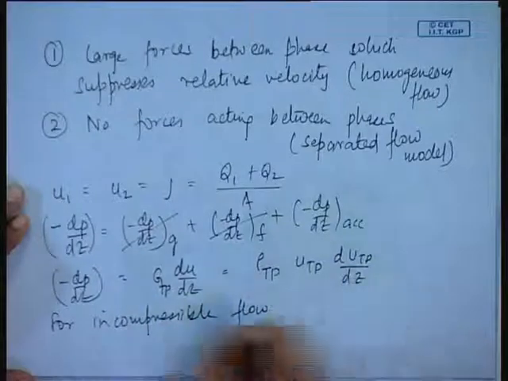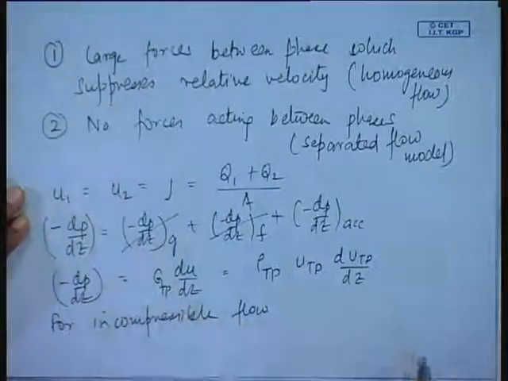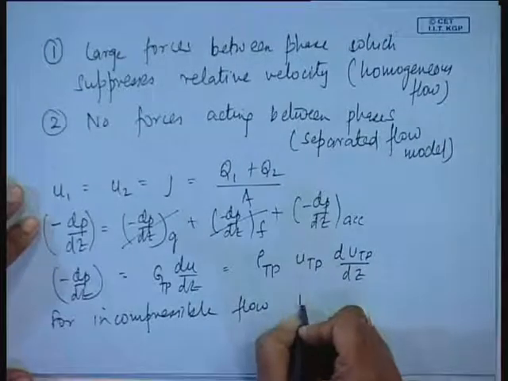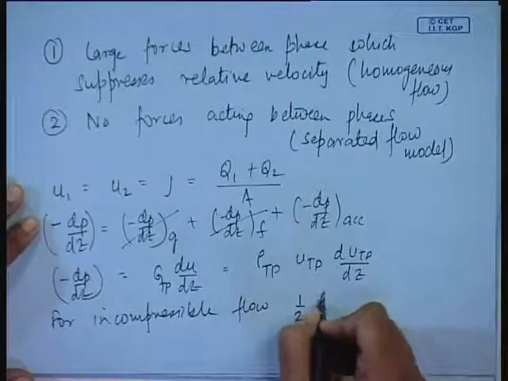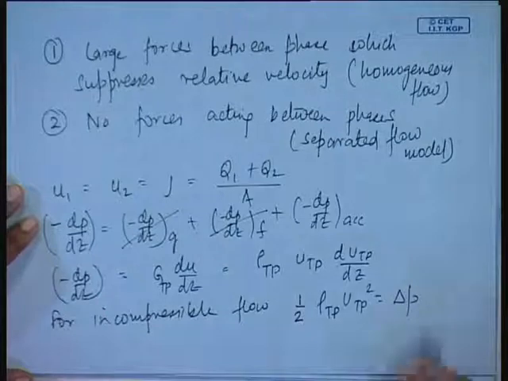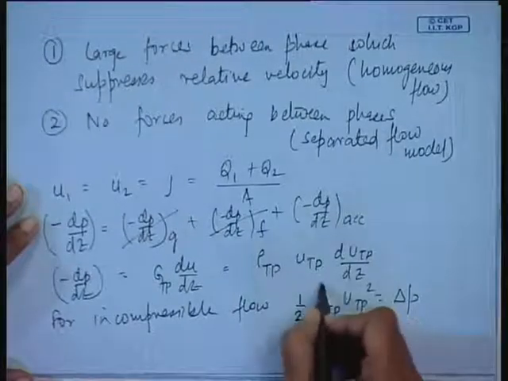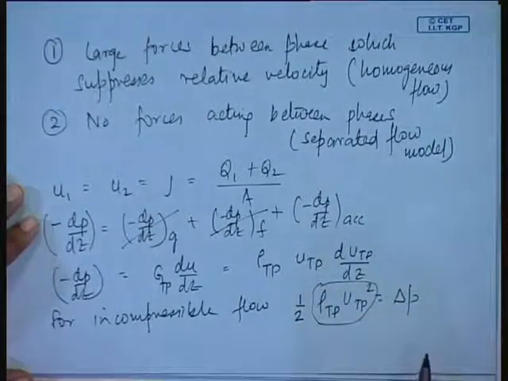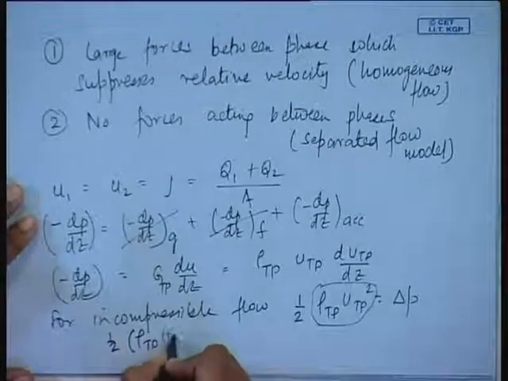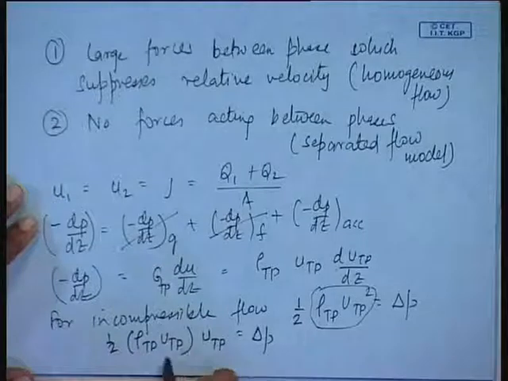Okay? So under this circumstance we can assume that it is incompressible flow, because water is anyhow incompressible, and for such a small pressure drop it is going to be incompressible. For incompressible flows, what can we write? We can just integrate this equation and have half rho_tp u_tp square equal to delta p. Rho_tp and u_tp you can find out, or you can make this in a friendlier form: half rho_tp u_tp into u_tp equal to delta p. What is this rho u equal to?